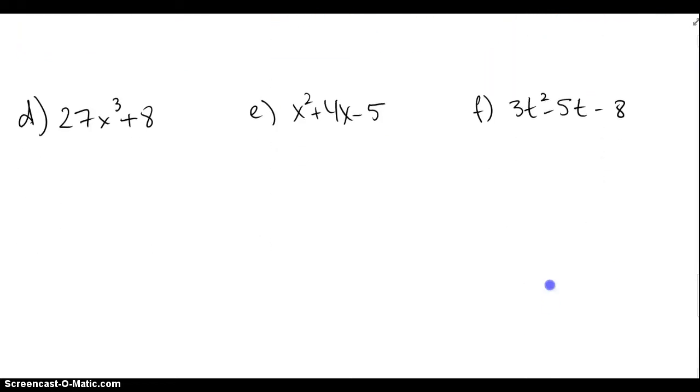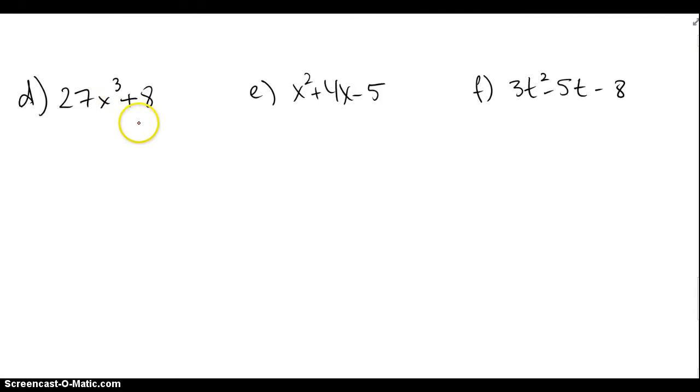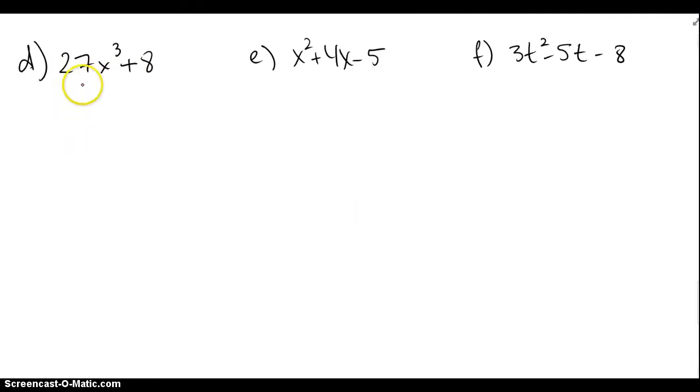Let's go to part D. I see cubes. I want to check to see if there's a GCF to pull out first, and there is no GCF, so I think of this as 3x cubed, and I think of the 8 as 2 cubed. Now I'm going to have my little binomial and big binomial. 3x plus 2 are the bases that are going to go in the little binomial. This is a sum of cubes.